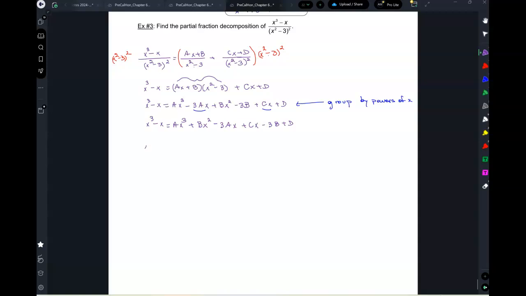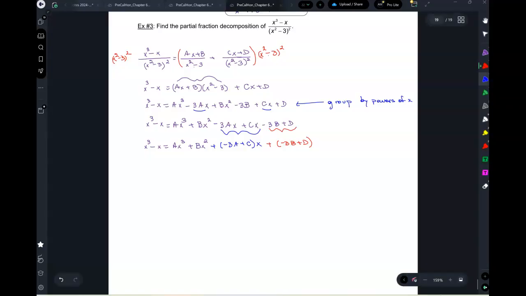Now, take a look at what I'm going to do. x cubed minus x is equal to, okay, so this x cubed is alone. The x squared is alone. Here, I can factor out an x, right? So this will be plus negative 3a plus c times x. I'm going to factor it to the right. And then these are all constants. So I can do plus negative 3b plus d, right? I'm just grouping them by the powers of x.